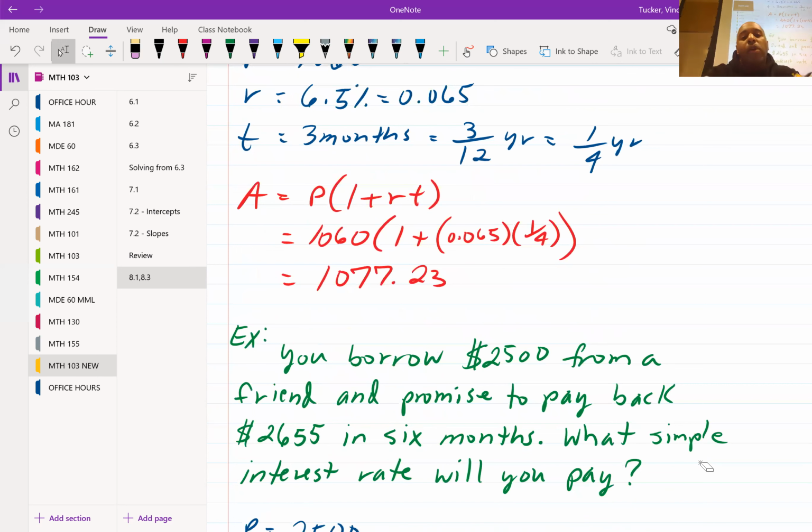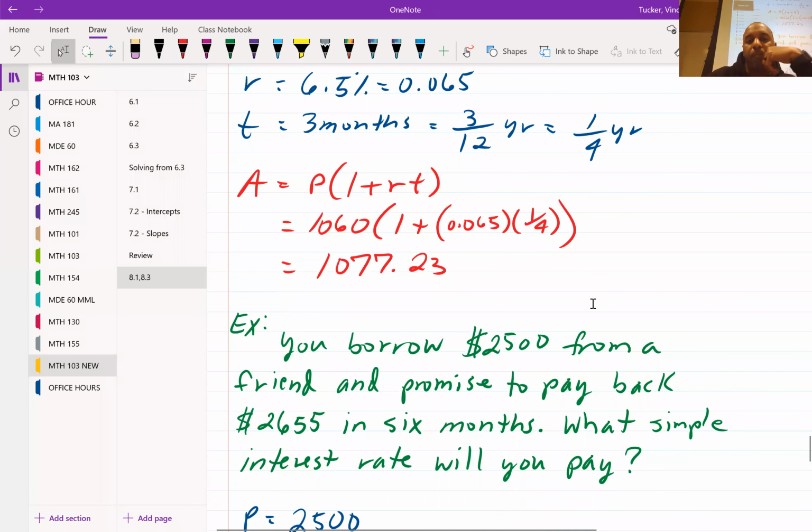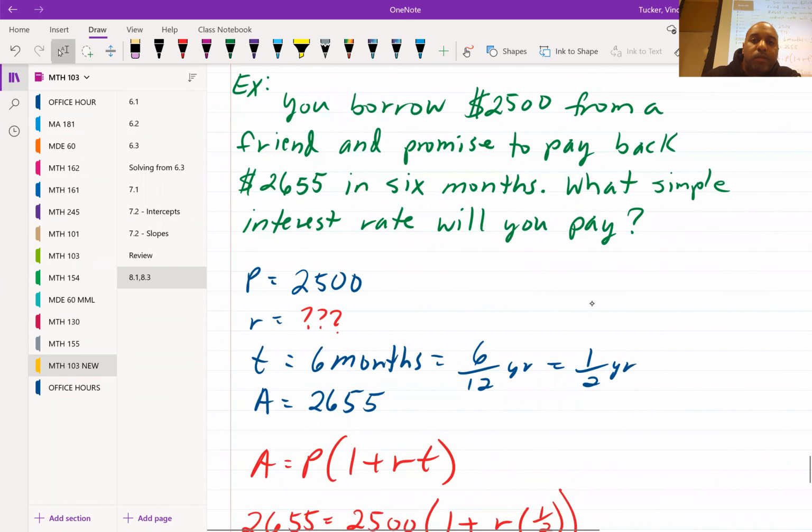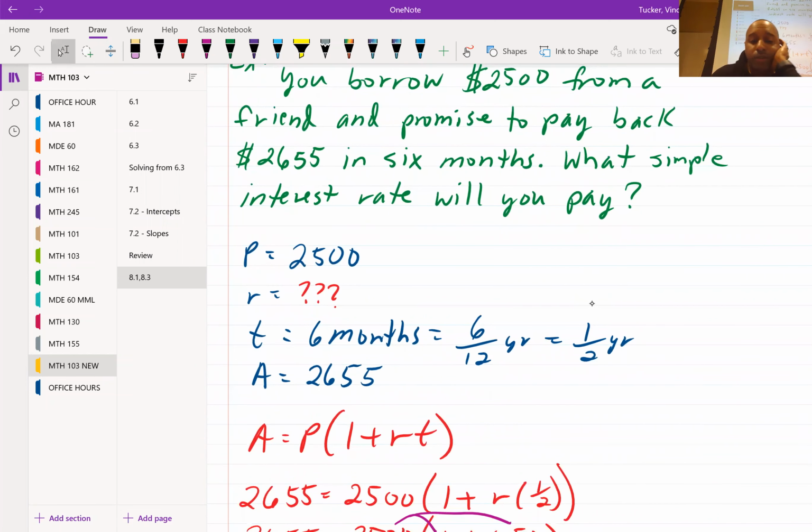One more, I think we'll be good for today. So you borrow $2,500 from a friend and promise to pay back 26.55 in 6 months. What simple interest rate will you pay? All right, so you borrow 2,500, so that's your principal. The rate is what we're trying to find out, so that's the unknown piece. That's why there are question marks there. Time is 6 months, 6 over 12 or 1/2 will be what you plug into your formula. And then it says after 6 months, you're going to pay 26.55. So that's actually your future value. So this time they give you the future value. We take the same formula and plug in the values accordingly.